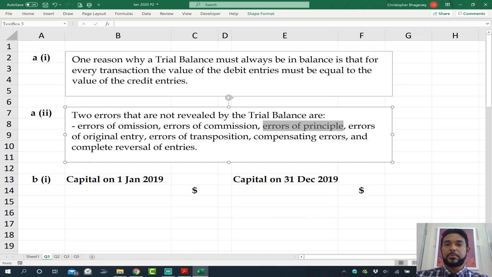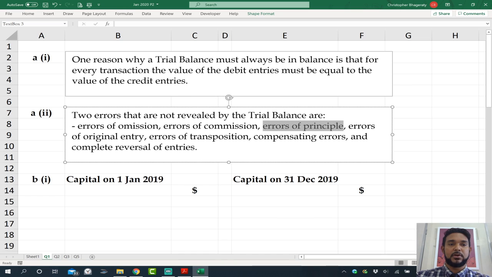Right? Errors of principle. Now, this is where the wrong class of account is debited. A common one is where you pay for motor expenses. And we know when we pay expenses, we debit the expense account. But sometimes they debit the asset account. So they'll debit motor vehicle instead of motor expenses. So that's the wrong class of account and an error of principle.